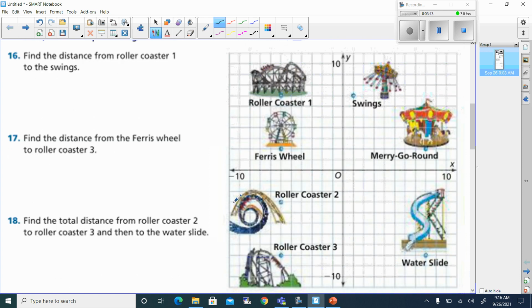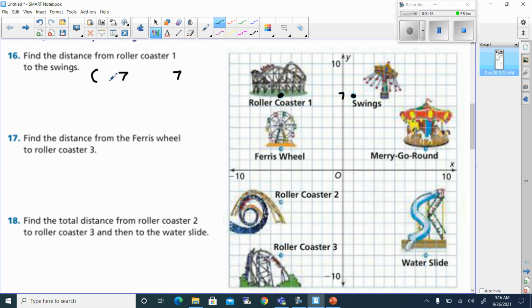All right, let's go ahead and get to number 16. Number 16 says find the distance from roller coaster 1 to the swings. Well, we've got roller coaster number 2, number 3 here. Roller coaster number 1 is right here, and they put a nice little dot here for us. It said to the swings, and that's right here. They're both on the y coordinate at 1, 2, 3, 4, 5, 6, 7. So the y on both of these is going to be 7.